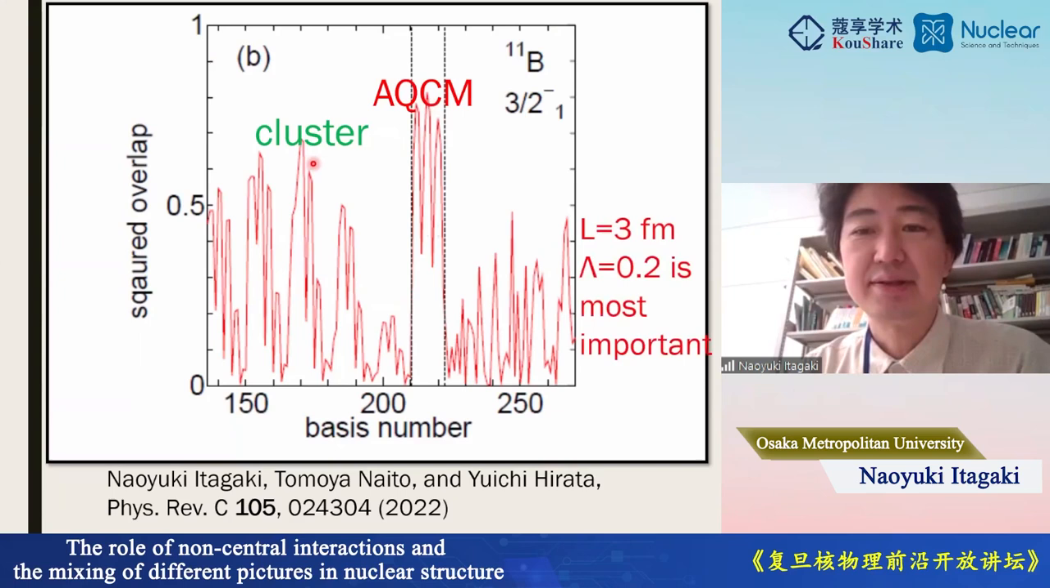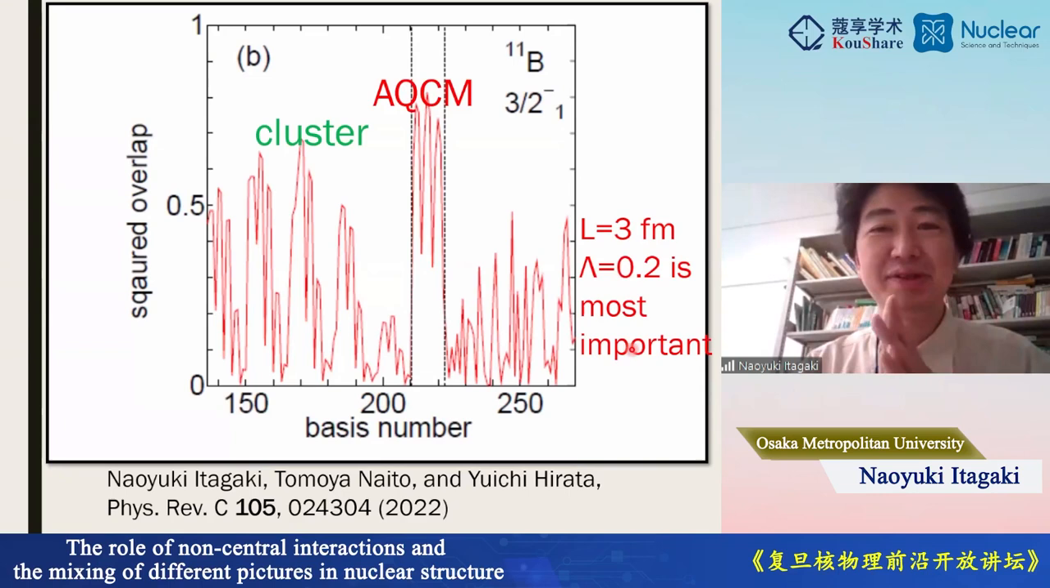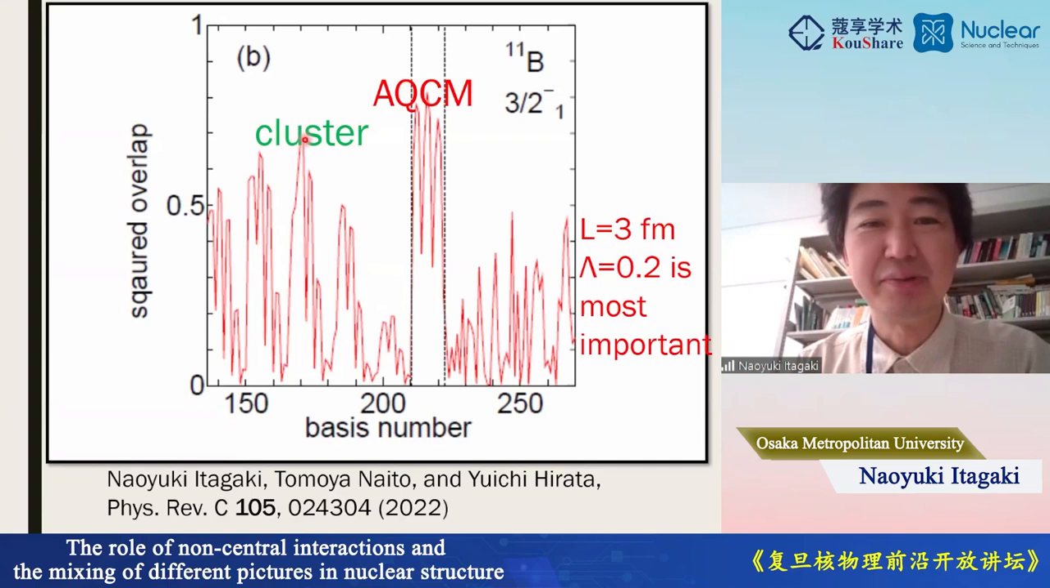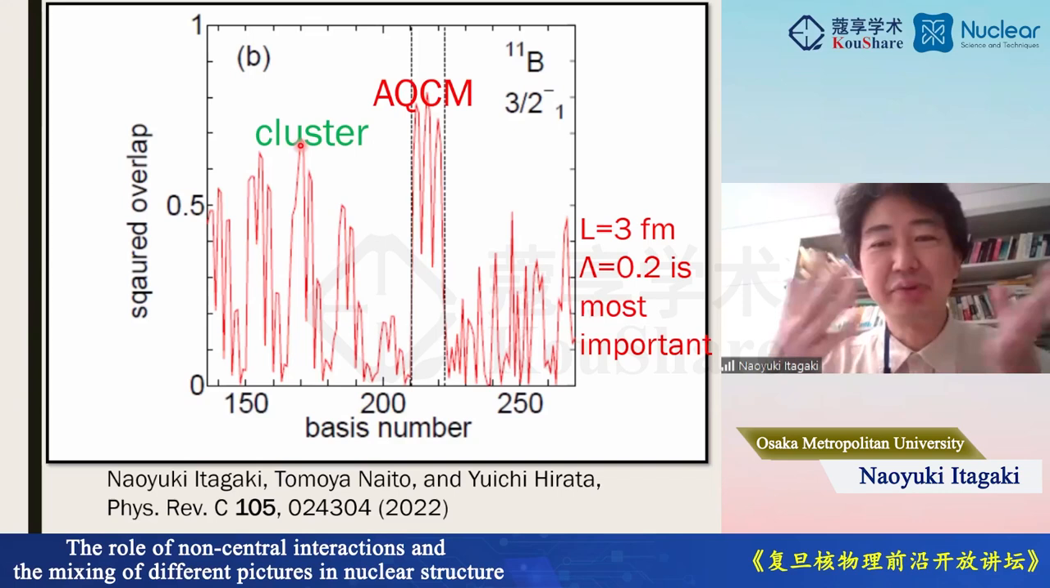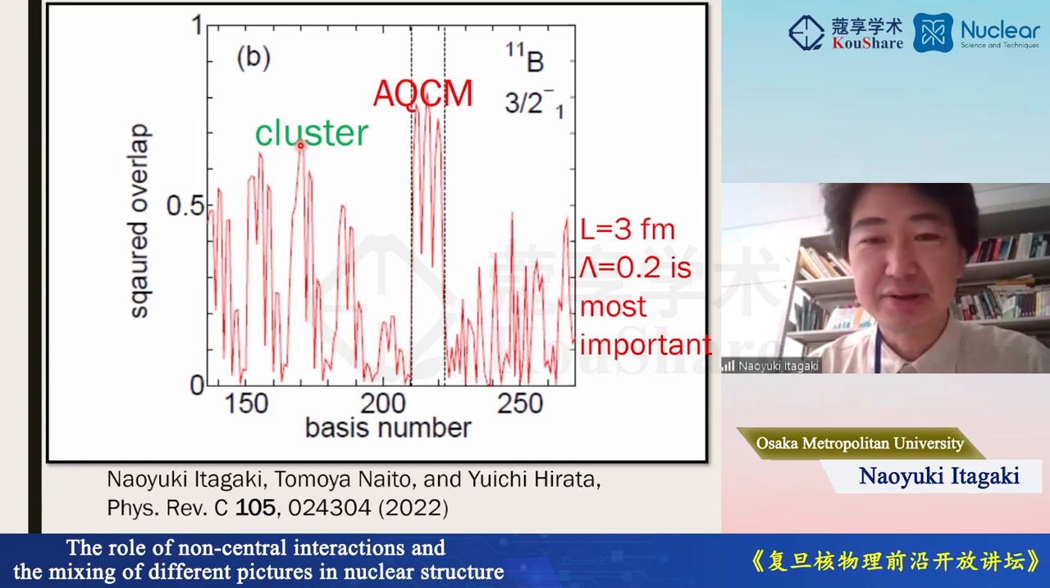At alpha-alpha distance of 3 centimeter, the alpha clusters are slightly broken. Lambda equals 0.0 is most important. But the point is, although slightly broken, the cluster states also contribute very much. The overlap is something like 70%. So I would say that in boron 11, the cluster structure remains slightly broken, but still remains. And that's our conclusion. Okay, I still have 14 minutes.